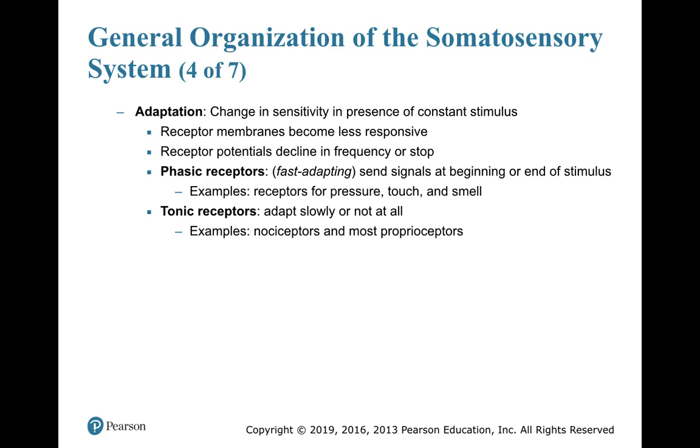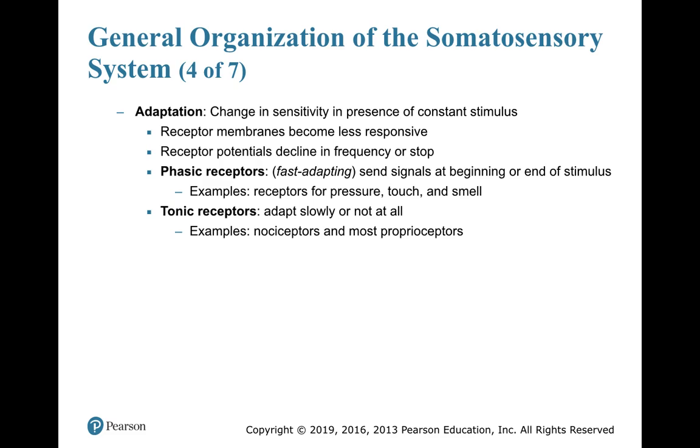So we talked about some of those touch receptors being stimulated and then turning off. That we refer to as adaptation. So changes in sensitivity in the presence of a constant stimulus are important for a lot of nerves. As you continually stimulate that nerve, the receptor membranes become less responsive. Their receptor potential is going to decline in frequency or stop.